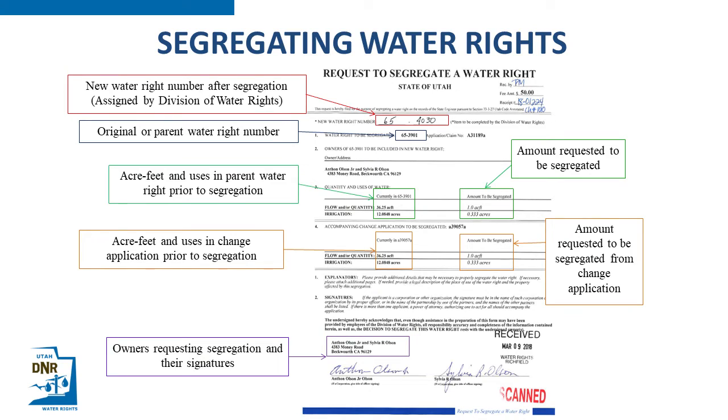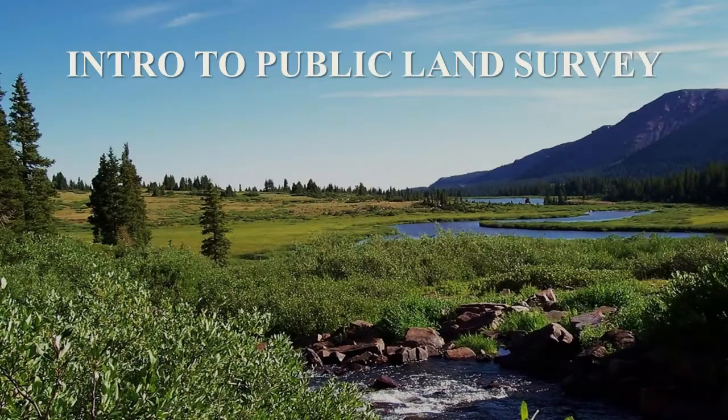Once that application is submitted with the required filing fee, the Division of Water Rights personnel will process that segregation request and we will assign it a new water right number. Now let's look at locating the placement of a water right. To do this, let's look at the Public Land Survey, which is the mapping system used by the Division of Water Rights.